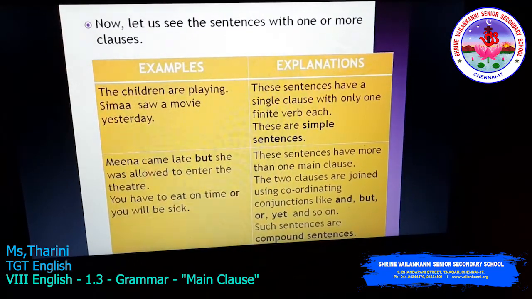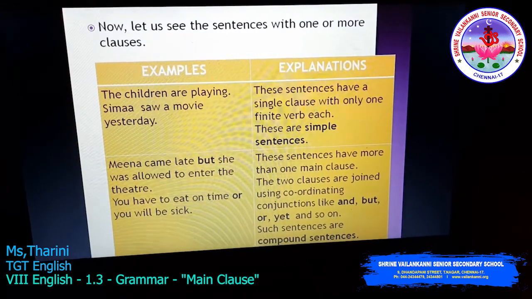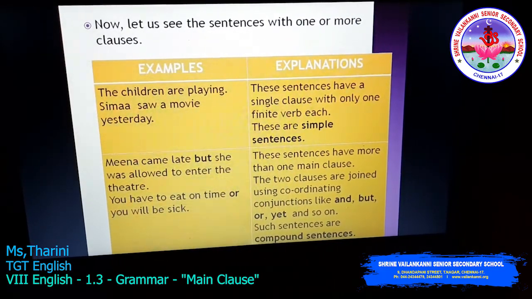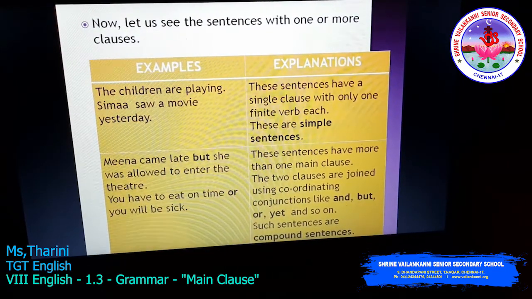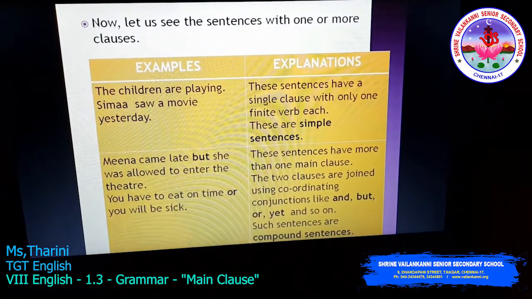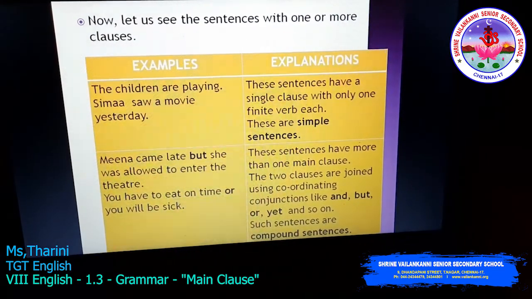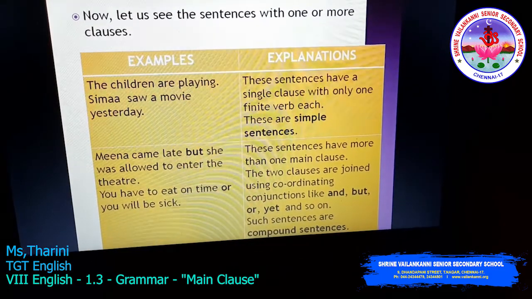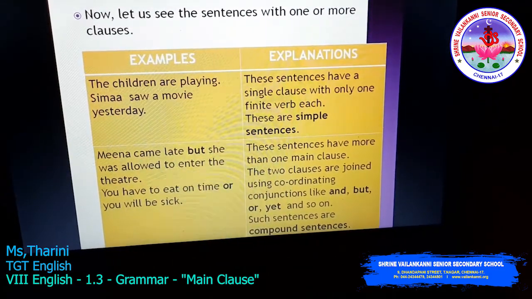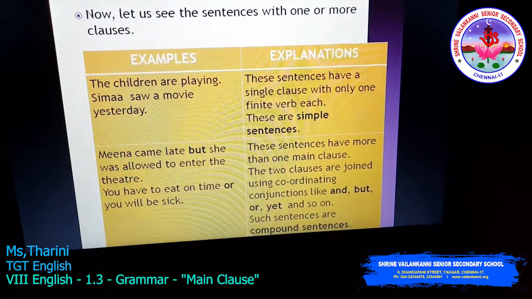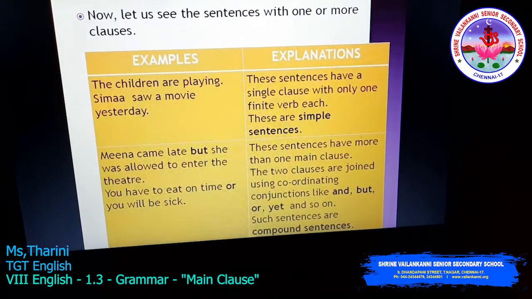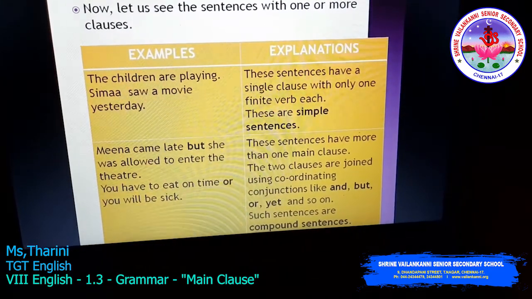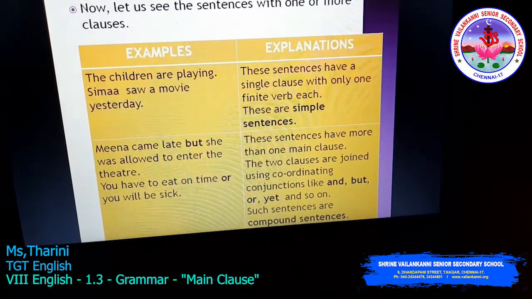Now, how can you just combine these two sentences? What thing will you use to combine these sentences? The two clauses are joined using coordinating conjunctions. So, these two main clauses are joined using coordinating conjunctions like and, but, or, yet, and so on. You have to eat on time, or you will be sick. So these two main clauses are joined using a coordinating conjunction. Such sentences are compound sentences.